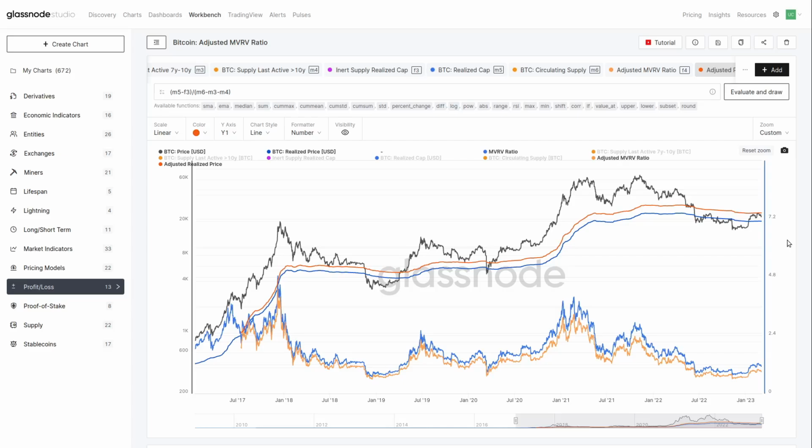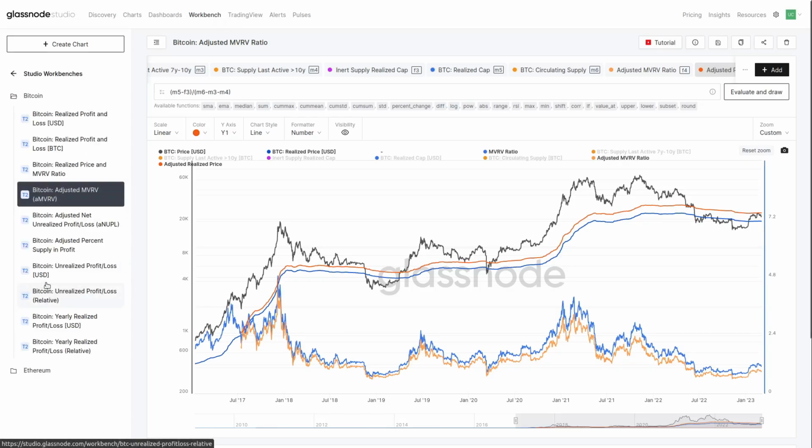So what we're doing here, there are two metrics we're going to look at: adjusted MVRV and adjusted NUPL. And you will find both of these inside Workbench under our profit and loss category. I've been spending a bit of time, and me and my team have been looking into this, trying to understand how we discount the tremendous profits that are held by Satoshi & Co.